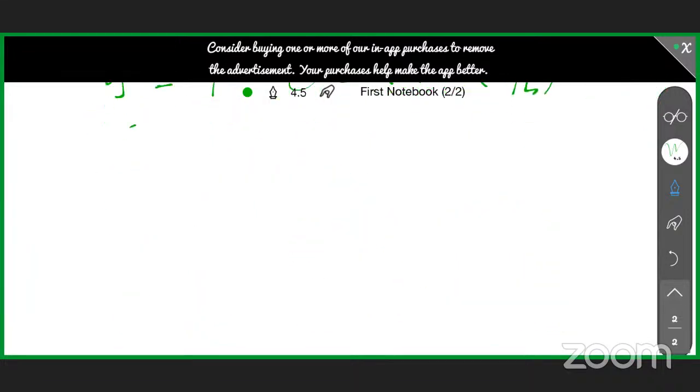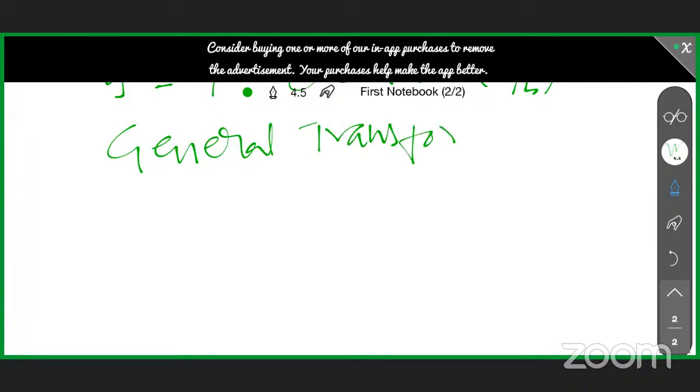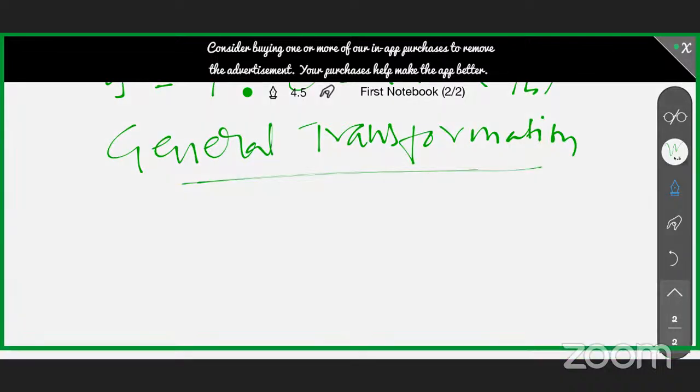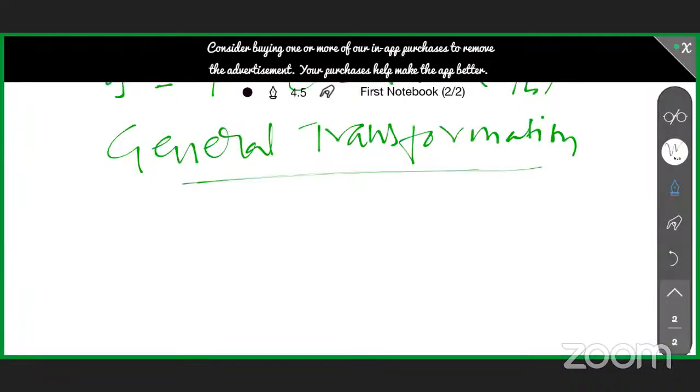Now we'll come to general transformation. Did you understand about rotation of axis? Yes, sir. Both the theorems of axis. So now we'll come to general transformation. So what is this general transformation?